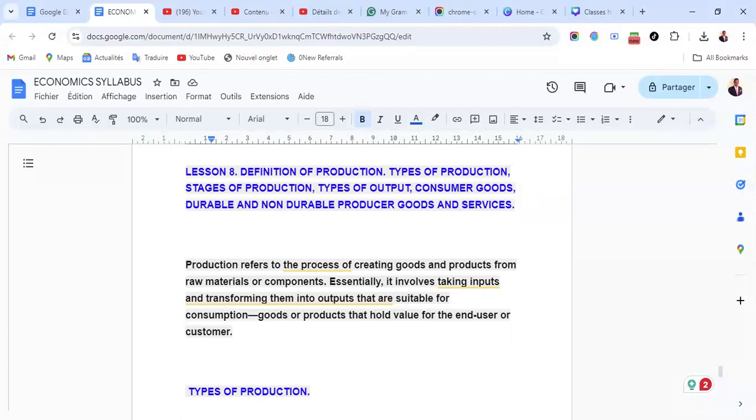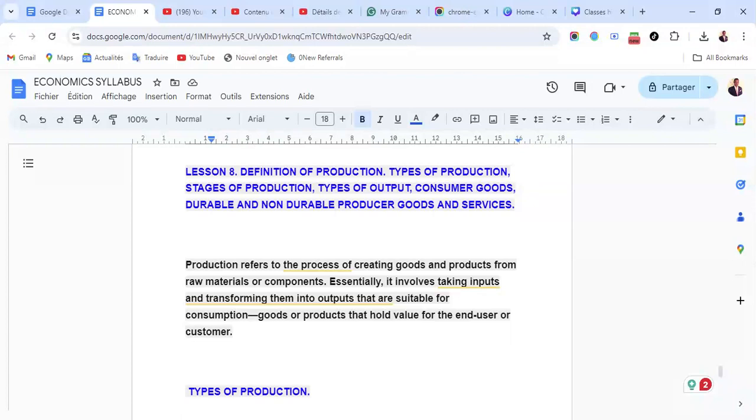So right now we are on factors of production, right? Today's lesson, we are going to see the definition of production, types of production, and stages of production. But in this lesson, we are also going to see types of output, consumer goods, durable and non-durable consumer goods, and services. So these are what we're going to see in lesson 8.